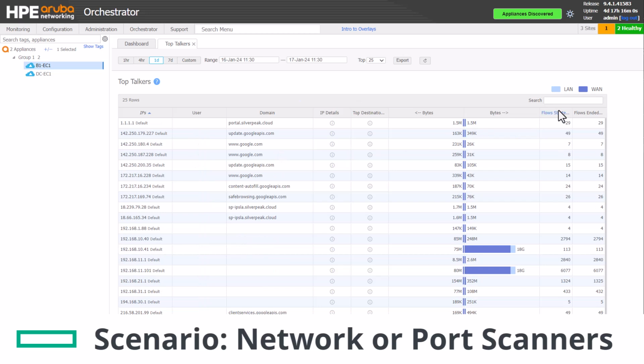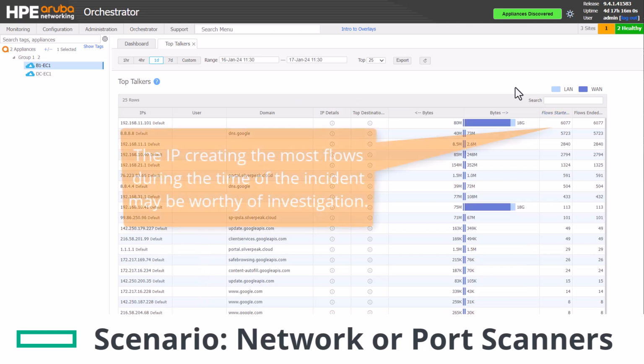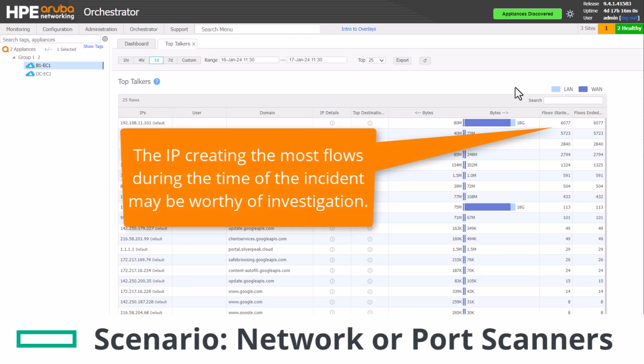You may be able to identify it from the top talkers report if it is sourced from a central server, or possibly if it's a rogue client.